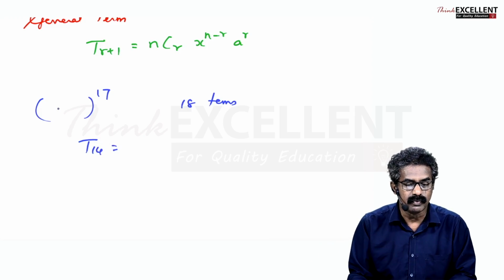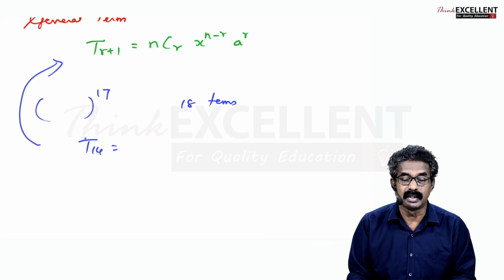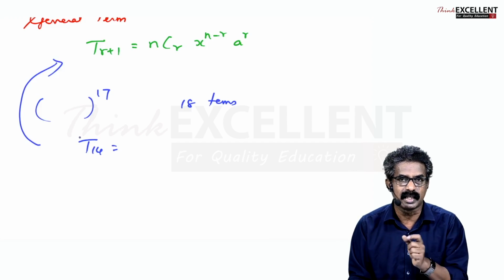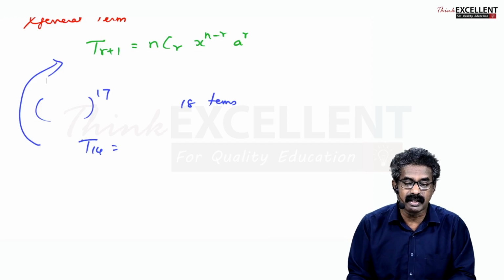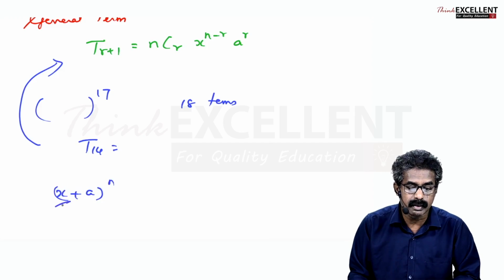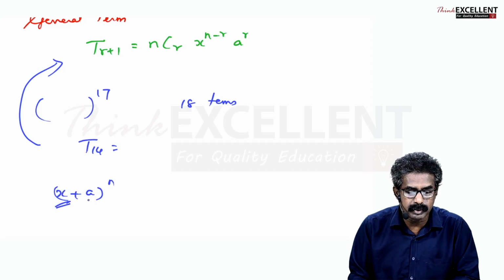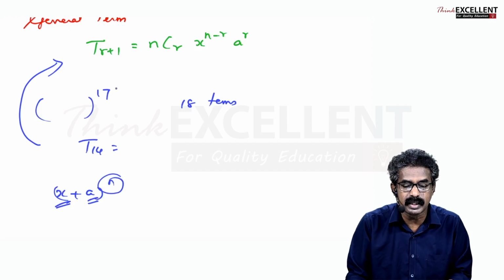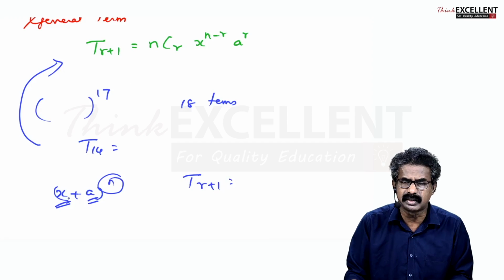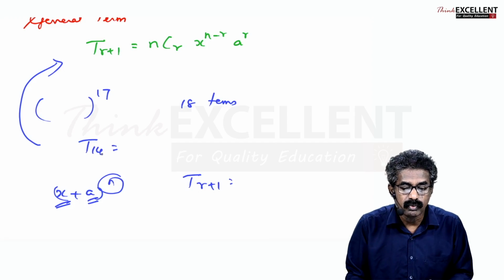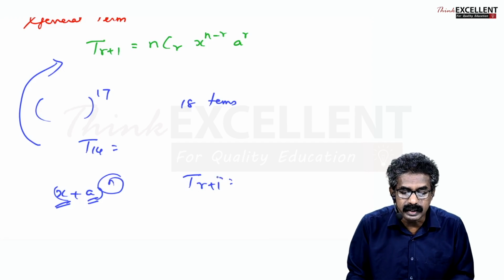For that, we make use of this general term. T r plus 1 is equal to nCr x raised to n minus r, a raised to r. From the question, you can identify all the letters. What's the question? (x plus a) raised to n. The first term, you take it as x. Second term, you take it as a. The power, you take it as n. Then substitute here, you will get T r plus 1. n value, a value, x value, everything you know, just substitute it. Then, if you want the 14th term, I want T14.